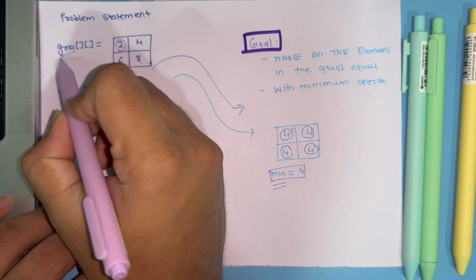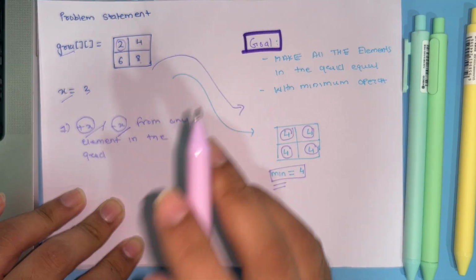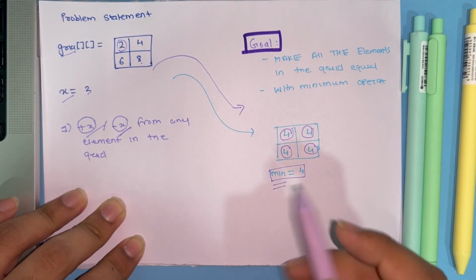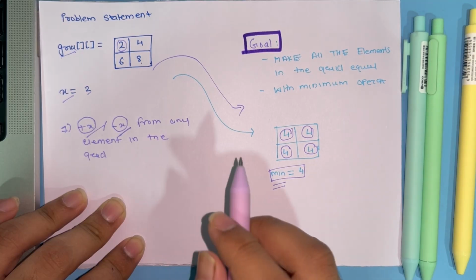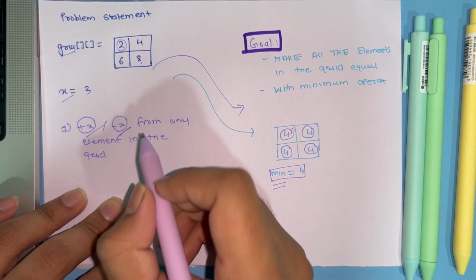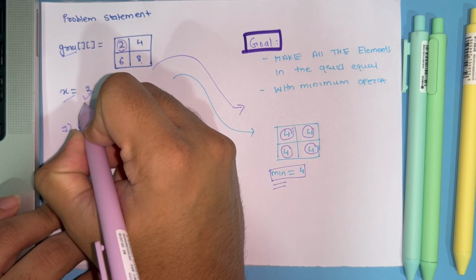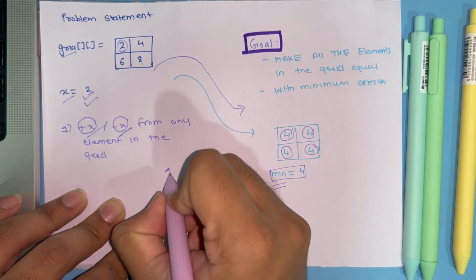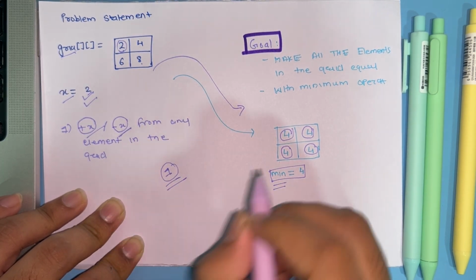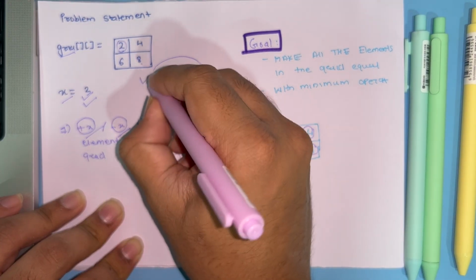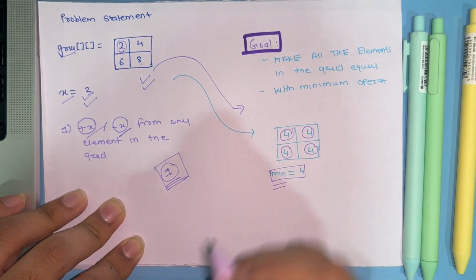So we have been given a grid and a number x. Our goal is to change all the elements in the grid so that they are equal, like this, 4 4 4 4. Now the operation we can do on a particular element in a grid is we can either add this x or subtract this x, and this will be counted as one operation. So what we need to do is return the minimum operations required to convert this grid such that all the elements in the grid are equal.